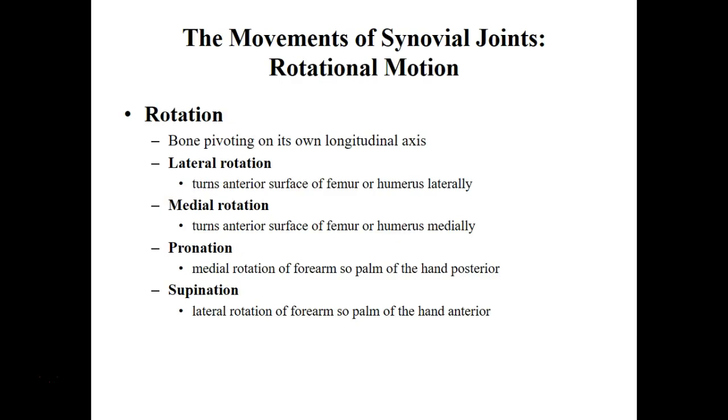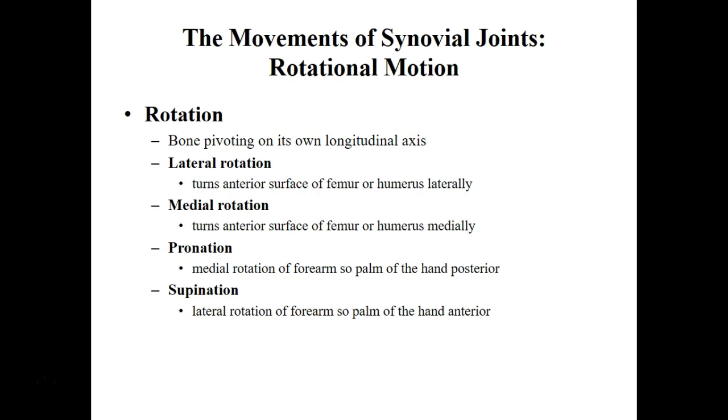Rotation is movement pivoting along an axis. So there's lateral rotation. If you stand up, put your leg out, and rotate the knee laterally, it's facing away from the body. And now rotate that same knee medially, so turn it towards the body.